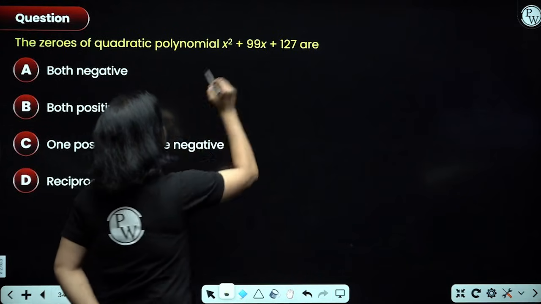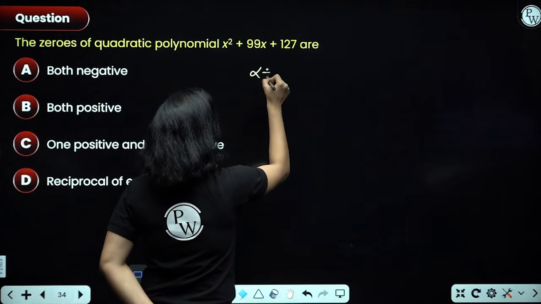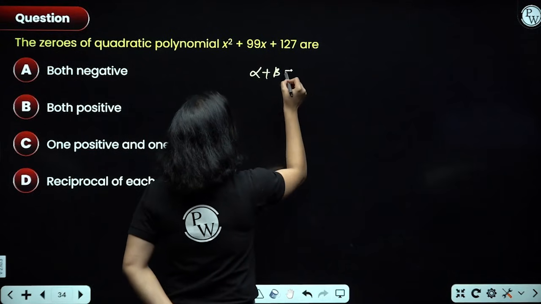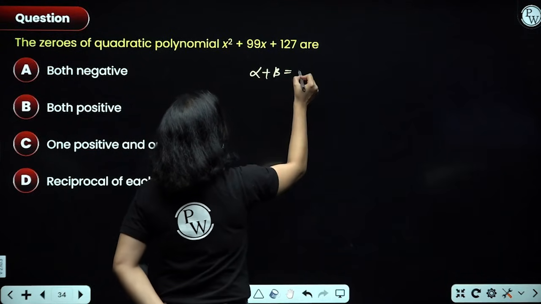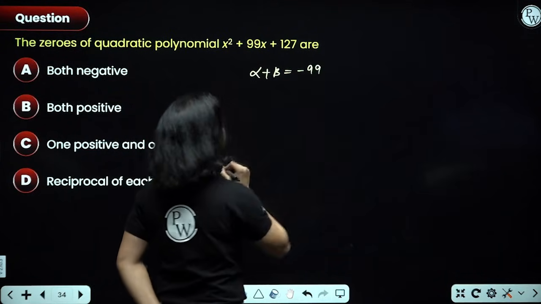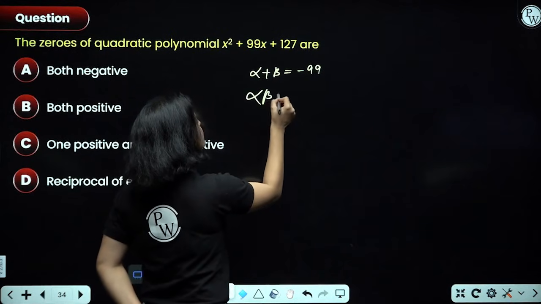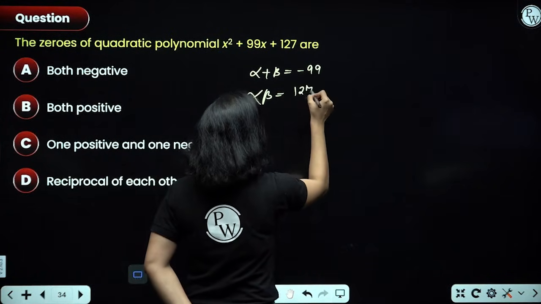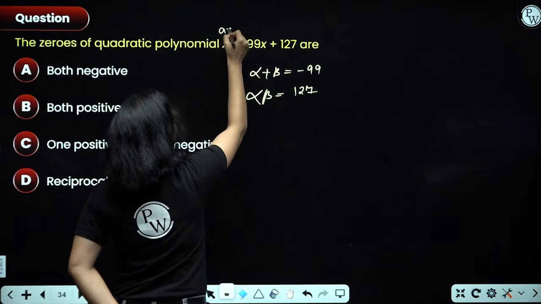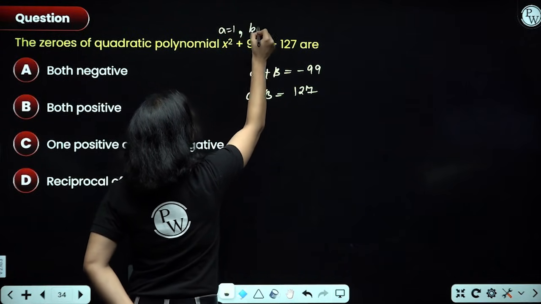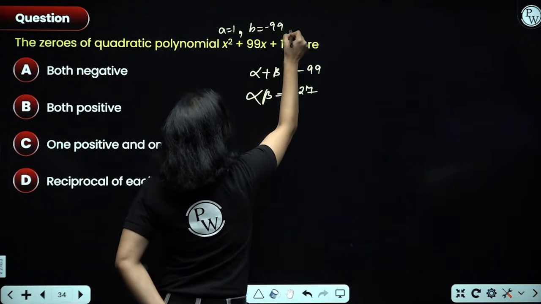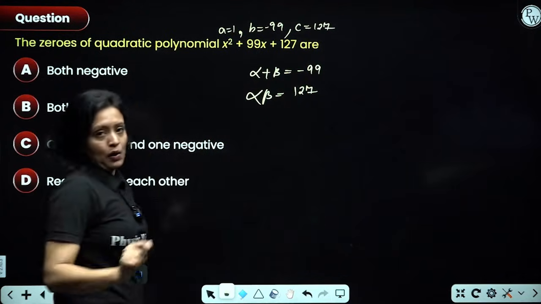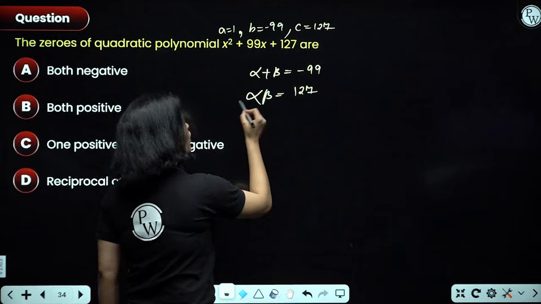So, first of all, let's suppose that alpha and beta are the zeros of this polynomial. So, alpha plus beta would be equal to minus b by a, that would be minus of 99. And alpha into beta would be equal to c by a, that would be equal to 127. If you get confused, b is equal to minus 99, c is equal to 127. Okay. Now everyone, first of all, let's see the product.